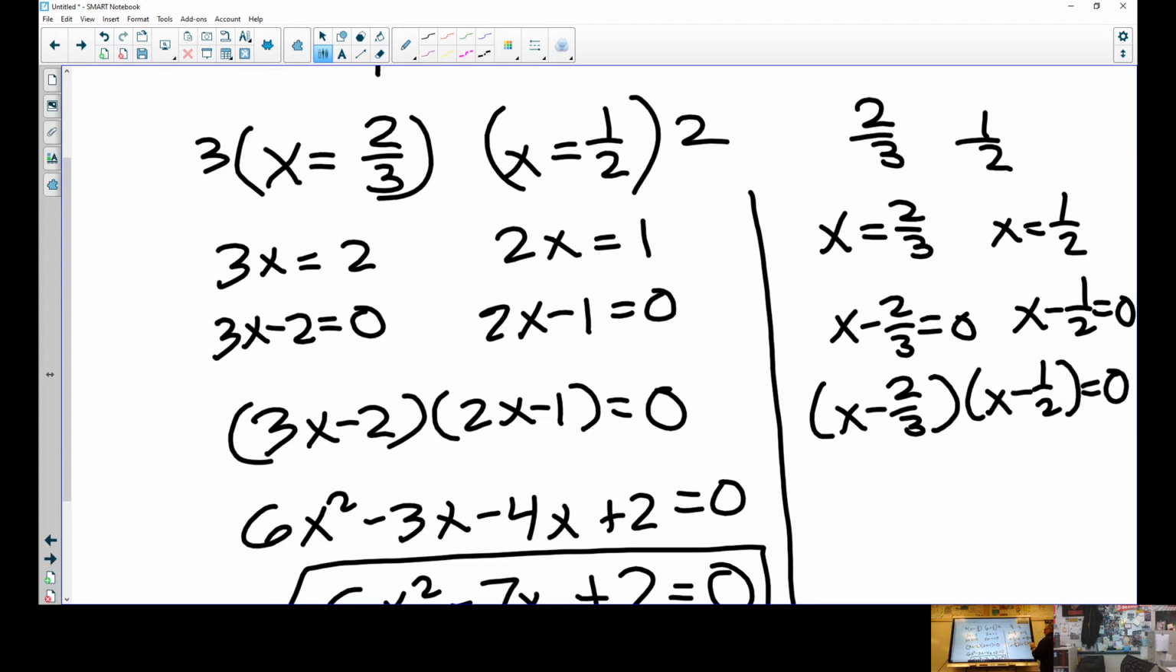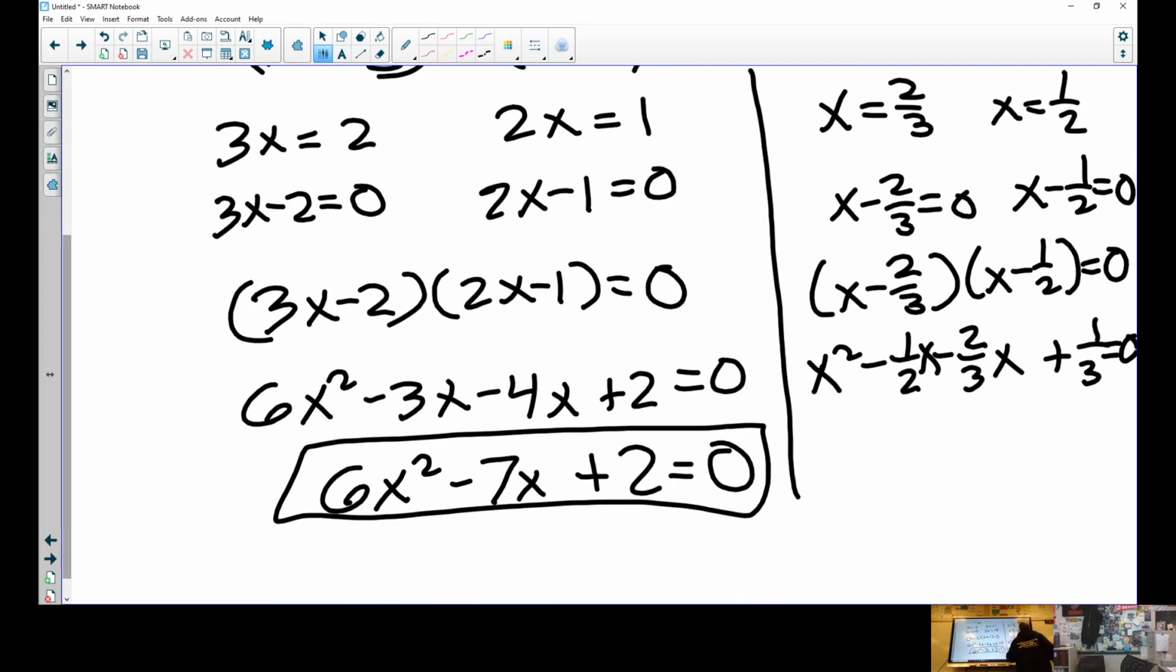And they equal 0. Multiply them out. X squared minus 1/2 x minus 2/3 x plus, what would that be? 2/6 or 1/3 equals 0. Do you see how it gets a little more messy? You can do this, but it's going to make you do more fraction work than getting rid of them right in the beginning. We would have to think of this as 3/6 and this as 4/6.